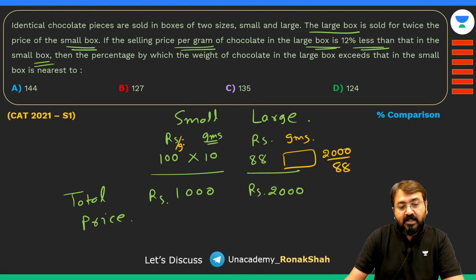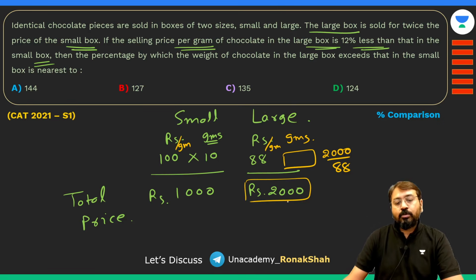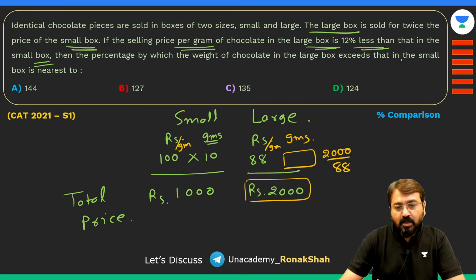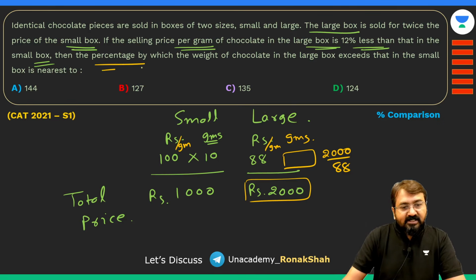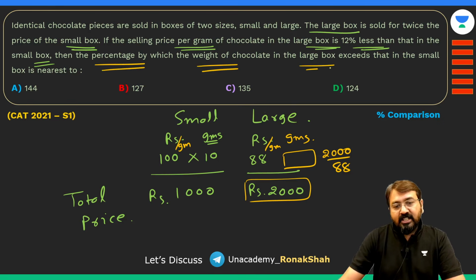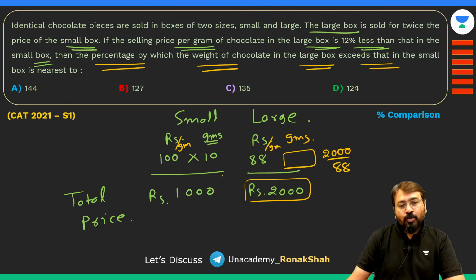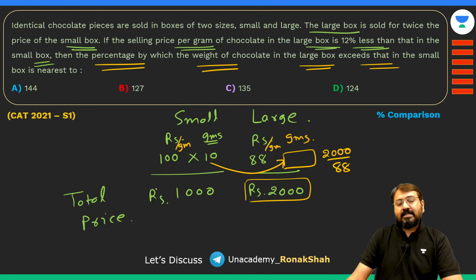This is rupees per gram, and we don't know how many grams we are selling, but the total price comes out to be 2000. So can I say it's going to be 2000 by 88, right? So what is our question? Then the percentage by which the weight of chocolate in the large box exceeds that in the small box, meaning we have to find how much more this is than that.